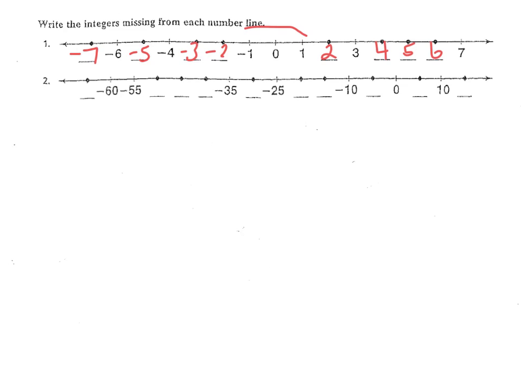On this one, if you take a look here, 0, and then it's a space, and then 10. So what's right in the middle of 0 and 10 would be 5. So this number line is counting by 5s. So now we have 0, 5, 10. This would be 15. So going back to the negatives, it would be 0, -5, -10, -15, -20, -25, -30, -35, -40, -45, -50, -55, -60, and -65.